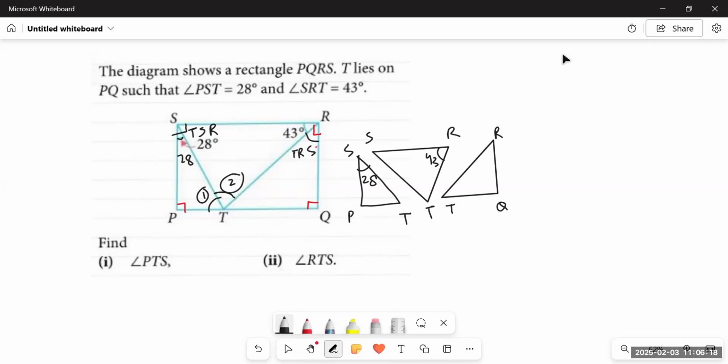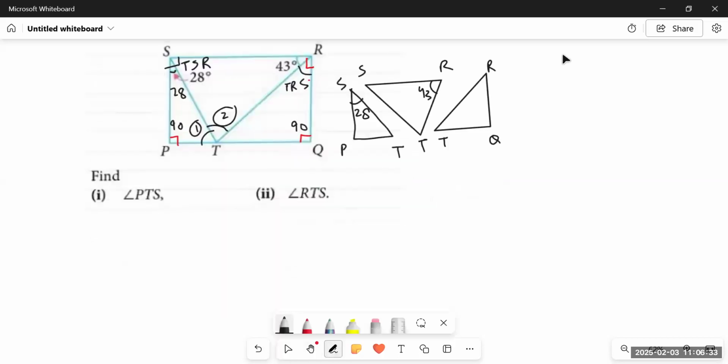First of all, let us label the 90 degree angles. If we look at this angle, this is 90 degrees. Again, this is also 90 degrees. It means in the first triangle, PTS, we are provided with two angles, not just one. Let us draw it again. This is a right angle that has been formed. The first triangle, which is PTS. This angle has been marked as 28 degrees. This angle we have found as 90 degrees.